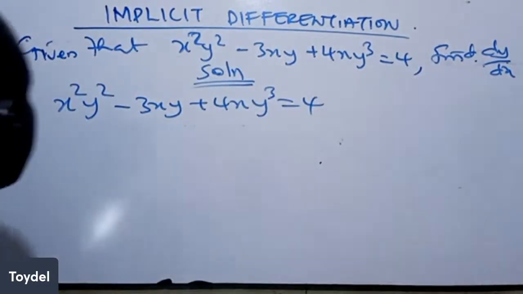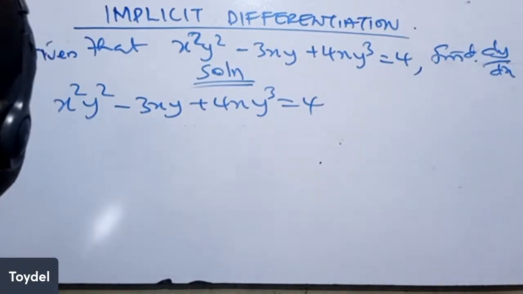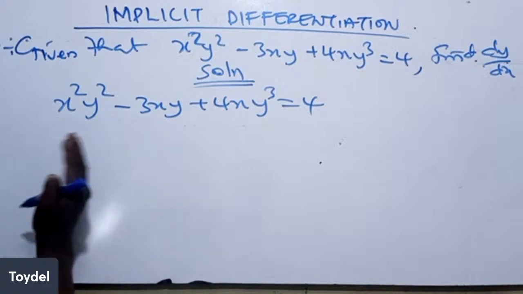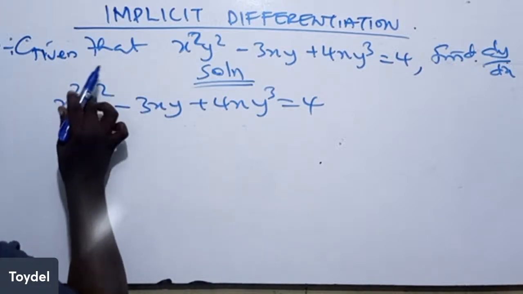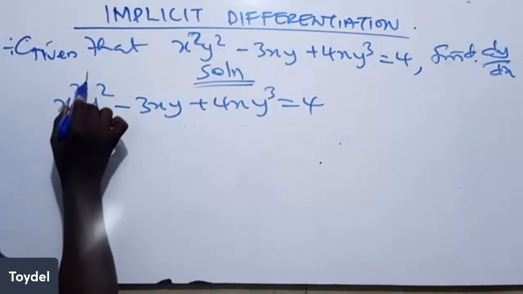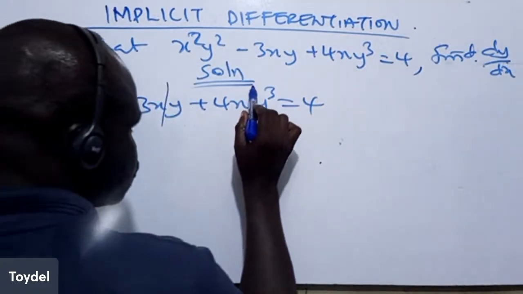So in this case now, we have to be very careful and look at the question very well. Each of these on the left-hand side is a product of two functions. I might decide to split it into two. Let's split this into two.